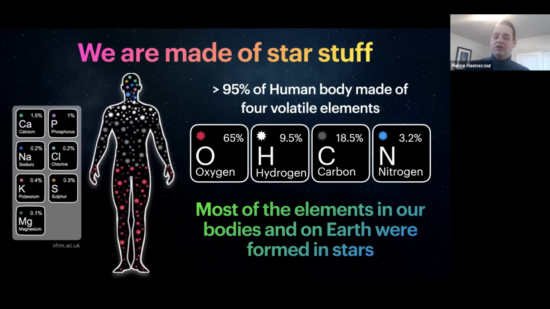And when I talk about volatiles, as you've seen in my title, we talk about those really light elements such as oxygen, hydrogen, carbon, or nitrogen. All those elements compose up to over 95% of our body and a large majority of the composition of even the Earth in general.